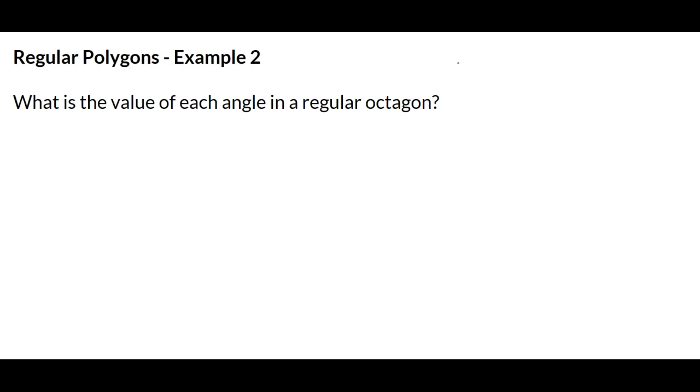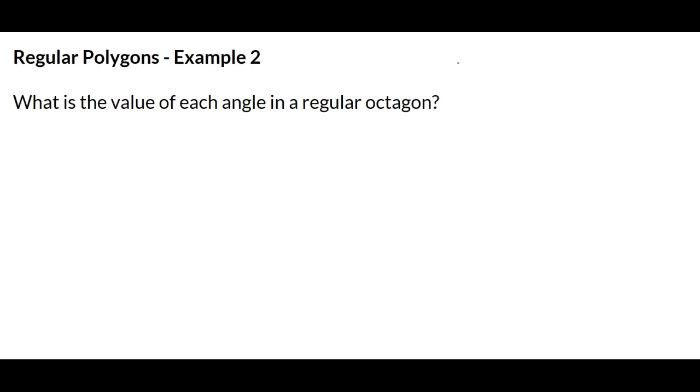All the sides have the same measure, so the sides are congruent or they're equal in size, and the angles are also congruent or equal in size. So in order to find out the value of each angle, we need to find out the sum of all the interior angles.